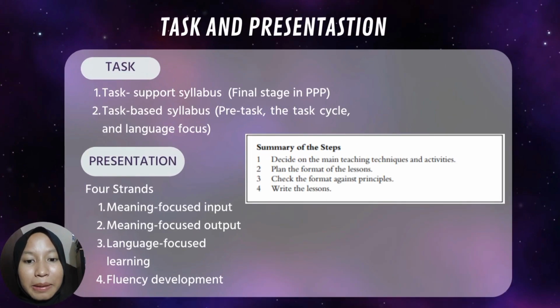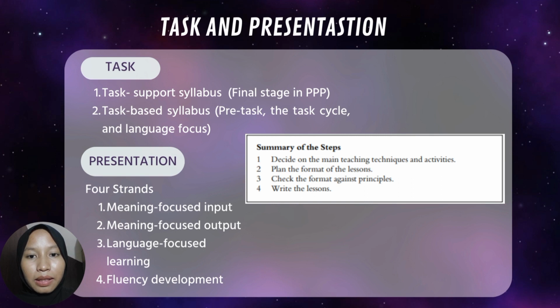The next is text and presentation. The first is text that is divided into two. The first is text support syllabus, that is the final stage in PPP or present, practice and produce unit of work. And the text is focused on the structure of the language that has been presented. And the second is text-based syllabus, that is text consists of three phases. The first is pre-text, the second is the text cycle, and the third is language focus. And this text is varied and does not focus on specific language structure.